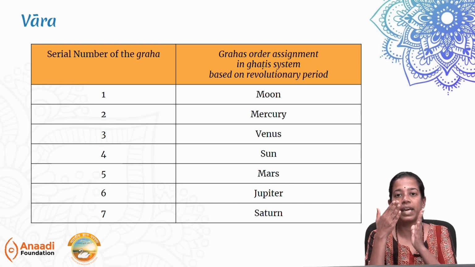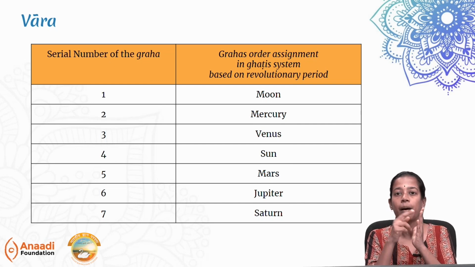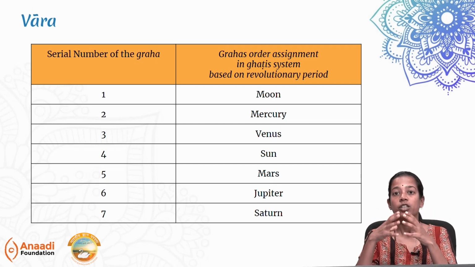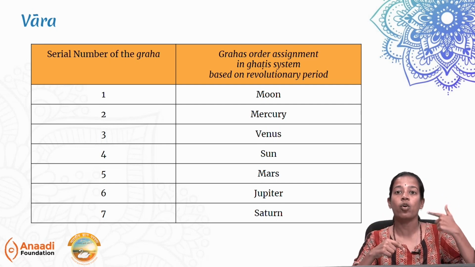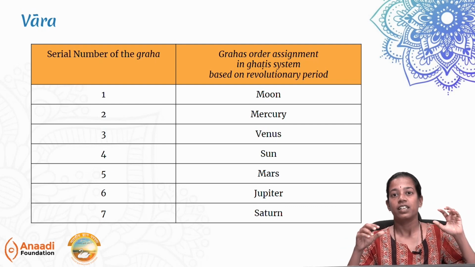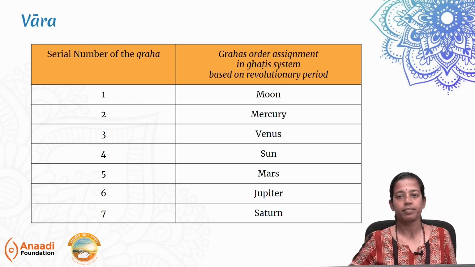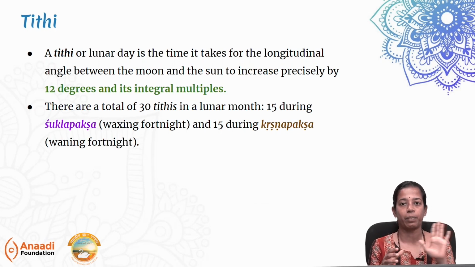That is how it came to be Somavara, Mangalavara, Budavara, Guruvara, Shukravara, Shanivara and Ravivara. So, we could see that there is some logic behind the ordering of the Varadinas. We do not have any astronomical significance per se. So this we have covered. Vara component of the Panchanga we have covered. Now we will move on to Tithi.